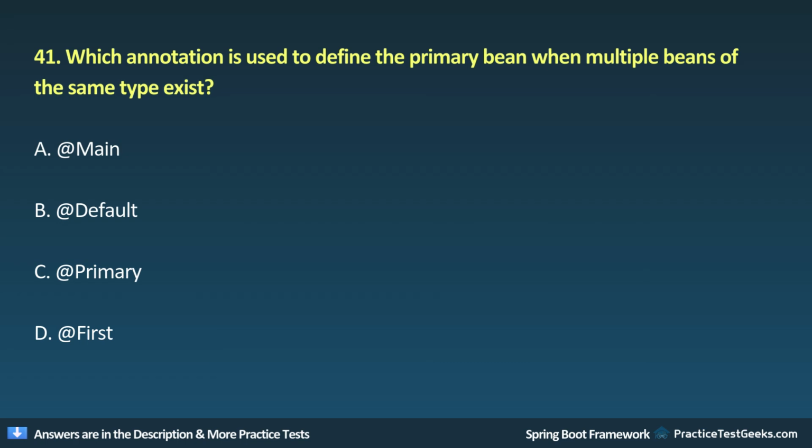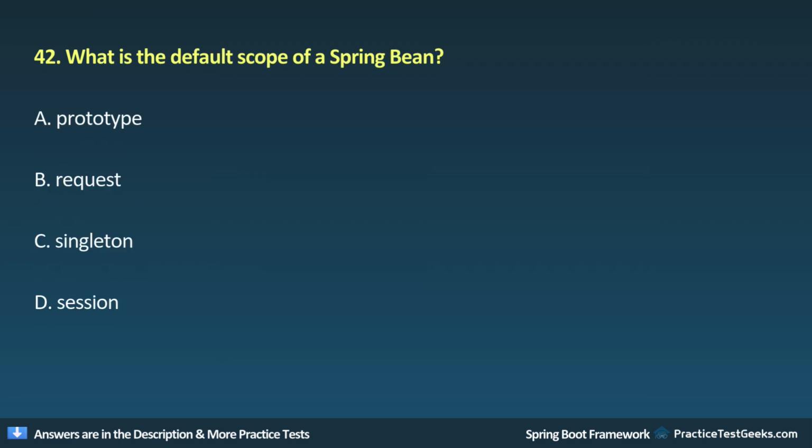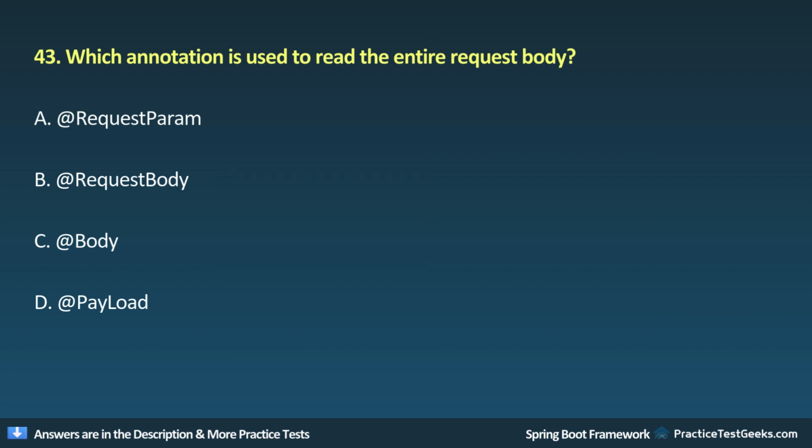A. @Main. B. @Default. C. @Primary. D. @Preferred. 42. What is the default scope of a Spring bean? A. Prototype. B. Request. C. Singleton. D. Session. 43. Which annotation is used to read the entire request body?